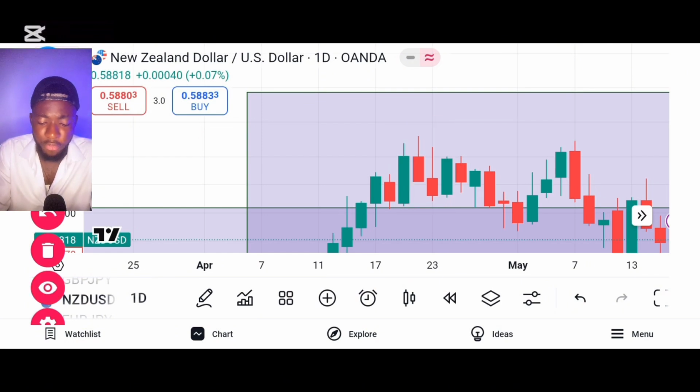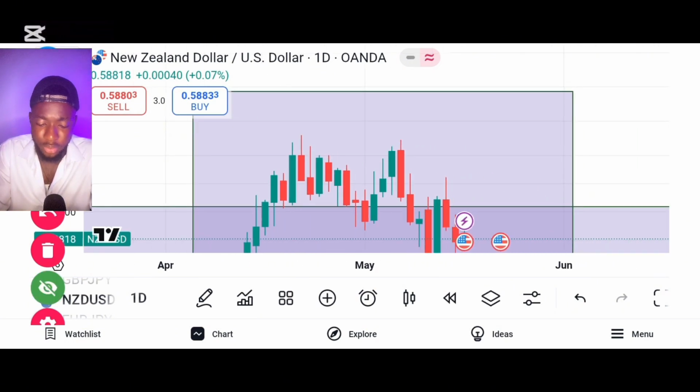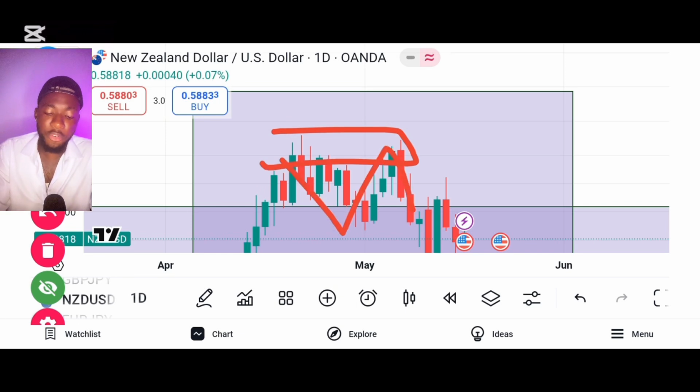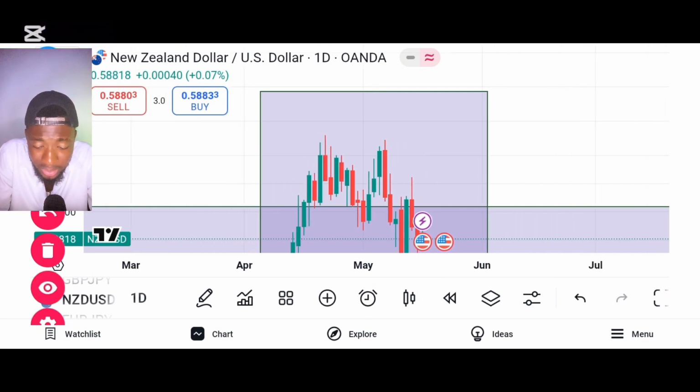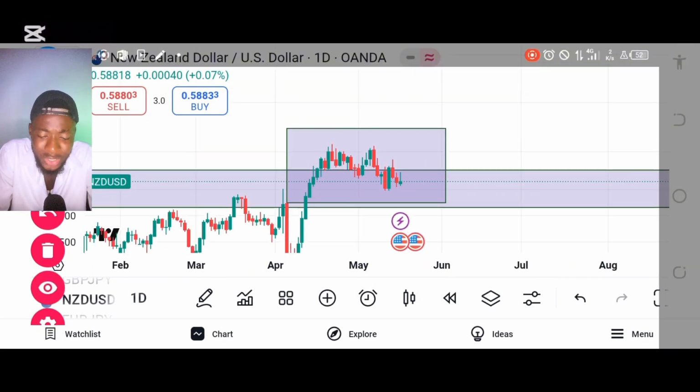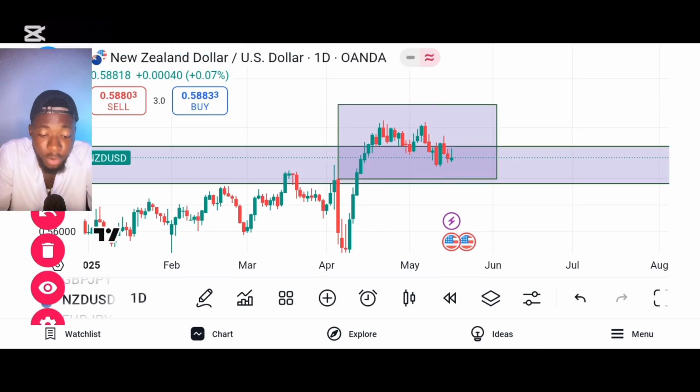Okay, and if you go further, at the ending you saw that it made something that looked like a double top, followed by a bearish engulfing. So you can see the signal is clear that this market here is going to reverse. So anybody buying at this point is actually setting his or herself up for danger.